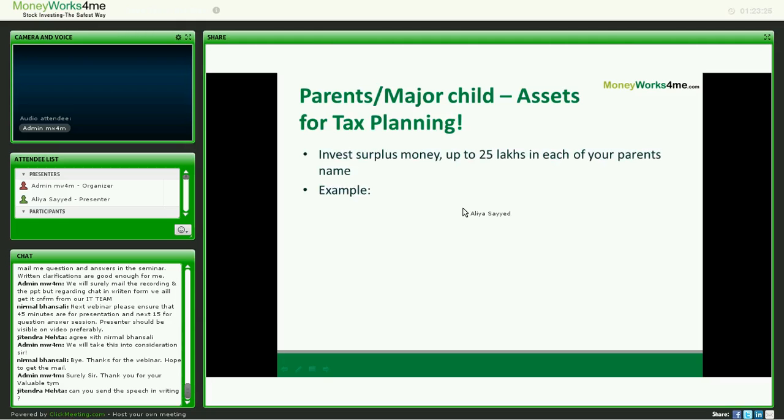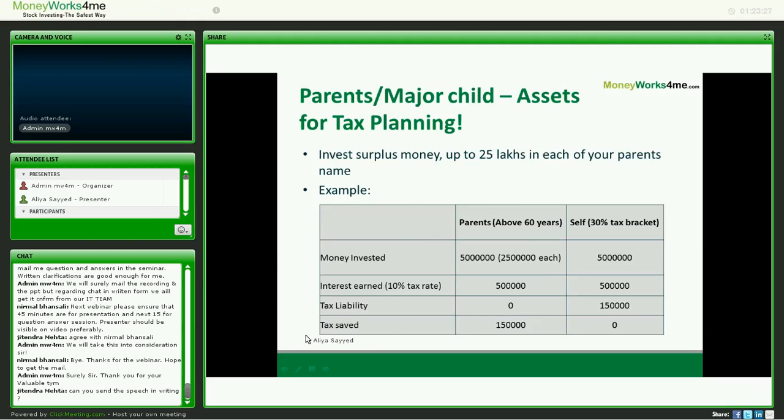Let me give you an example on how you can save tax with your parents. Suppose you are investing up to 25 lakhs in each of your parents' names. So that's a maximum of 50 lakhs of investment that you do in your parents' names, or you do it in your name. So you invest 50 lakh under FDs or any such thing. The interest earned at, let's say, 10% rate, which is the normal fixed deposit rate available now, will be 5 lakh.